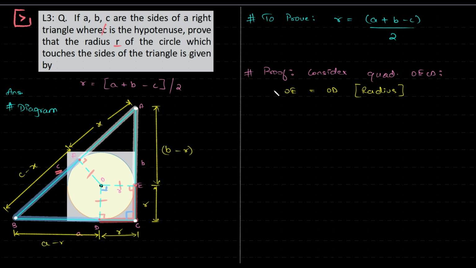Then we have, what else? We have angle OEC is equal to angle ODC. Both are equal to 90 degrees. For this, the reason is radius is perpendicular to the tangent at the point of contact.